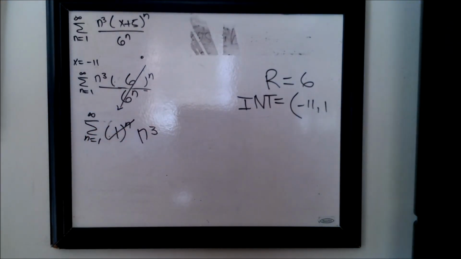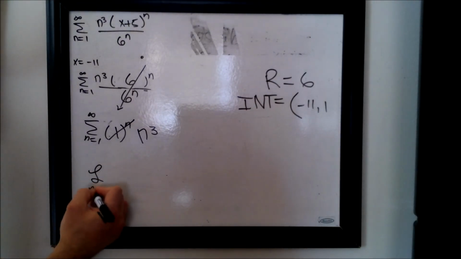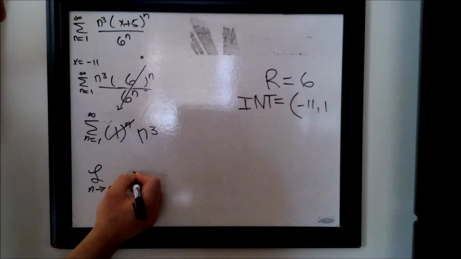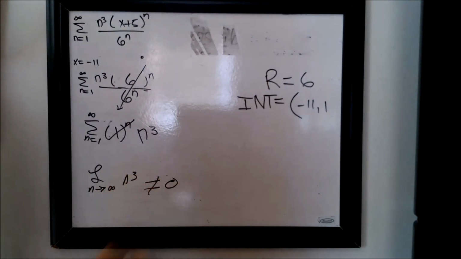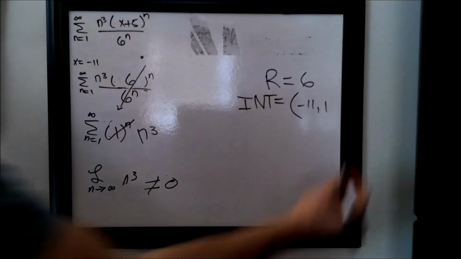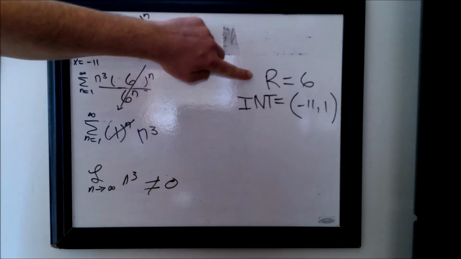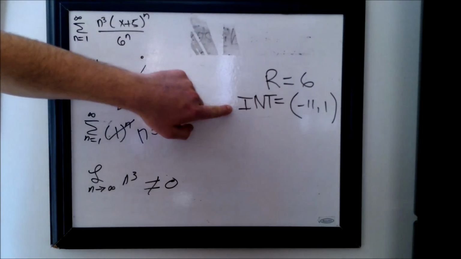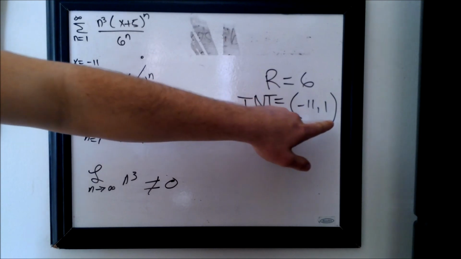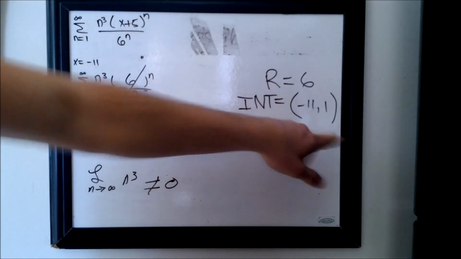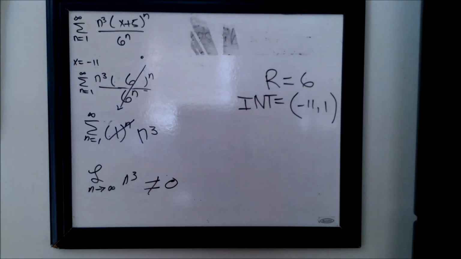Okay, so what we're left with is the series of n cubed, and this also diverges according to the divergence test, because the limit as n goes to infinity of n cubed, again, does not equal 0. So now we know that 1 is also not included. So we have found that our radius of convergence is 6, and our interval of convergence is negative 11 to 1, with negative 11 and 1 not included in the interval.